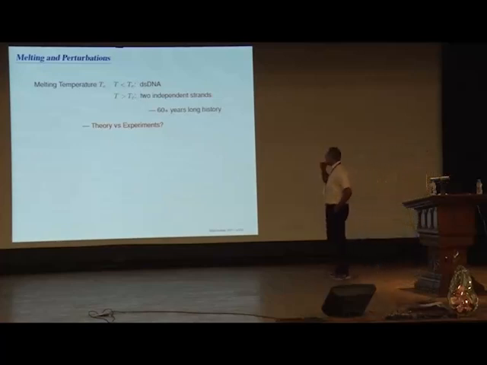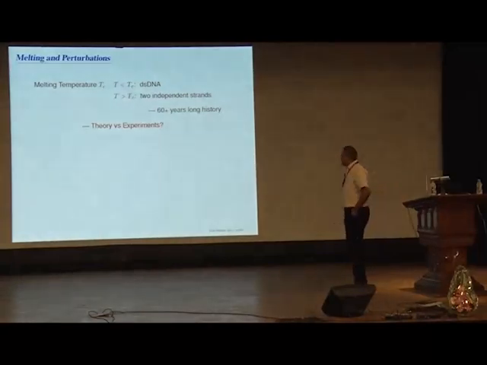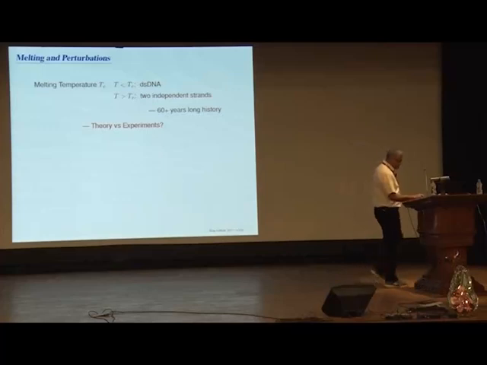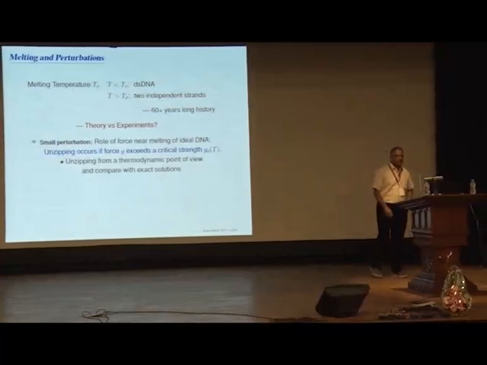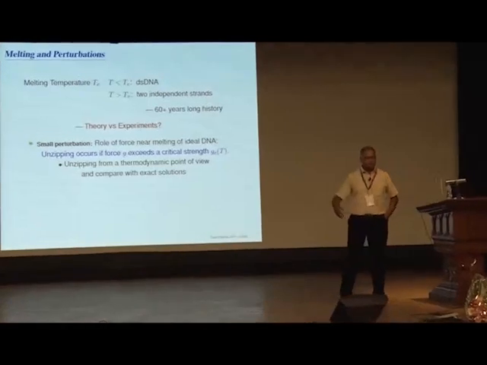And it's now a 60-year-old history. There are many studies, there are many theories. Theoretically, DNA melting is controversial. It's understood, but the experimental situation is bleak. So even after 60 years, we do not know what the order of this transition is. Even though theoretically we can say it can be first order, it can be second order, it can be third order, it could be infinite order.